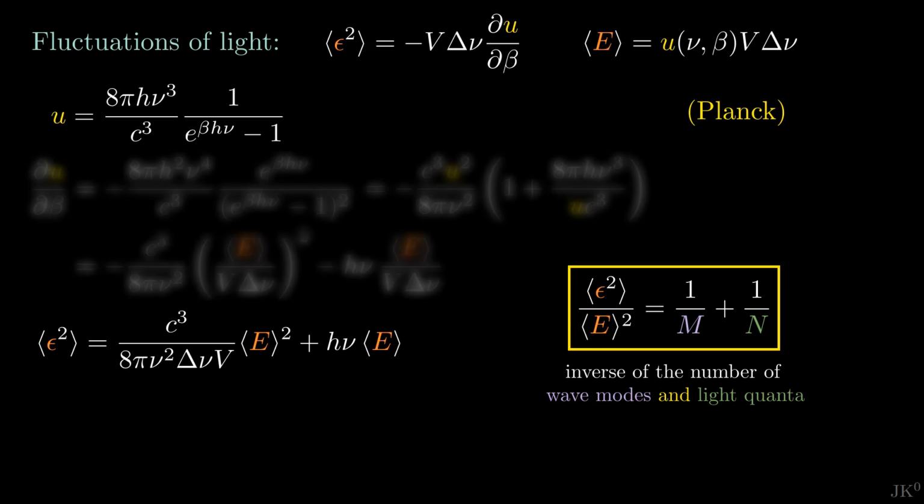So this is a general result. It is not an approximation. It is an exact result explicitly showing that the energy fluctuations of light are the sum of a wave and particle parts.